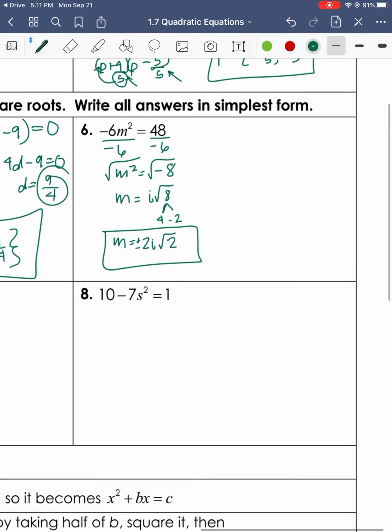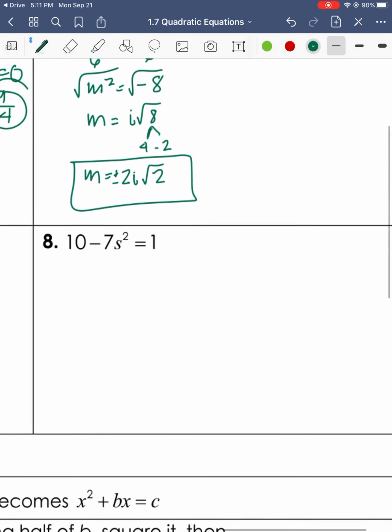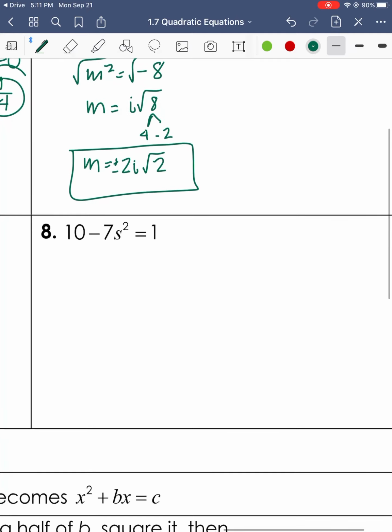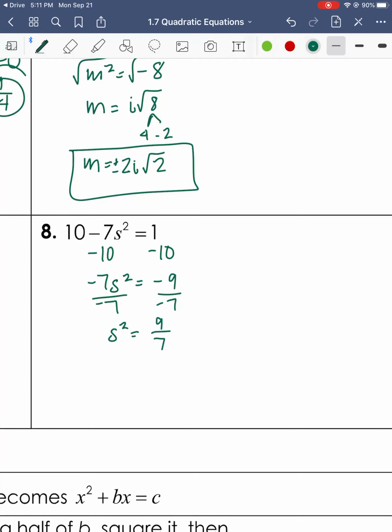Number 7 is pretty straightforward. You're going to get a plus or minus. And then let's look at this one. So we have 10 minus 7s squared is equal to 1. We'll subtract 10 from both sides. We'll get -7s squared is equal to -9. We can divide here by -7. S squared is equal to 9 over 7.